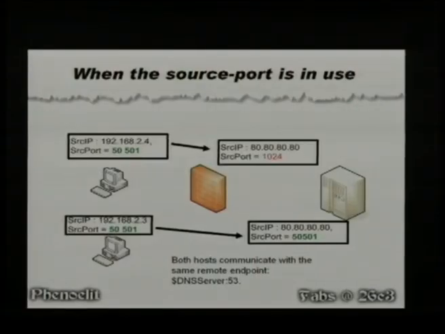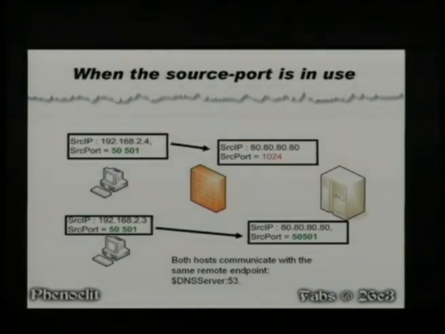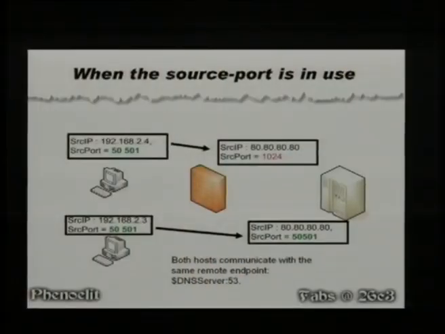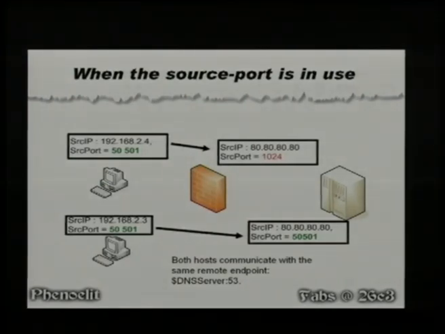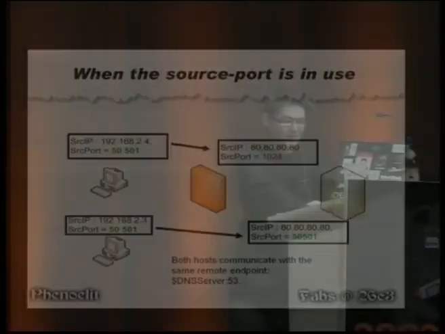But now what happens if two different hosts inside the local area network want to use the same source port? Well, for one of them, it's not a problem again. The IP address is mapped, but the port remains the same. But for the other, we have to do something. We have to handle the collision that arose. And we do that by using the static port 1024. But that's not the bug yet.